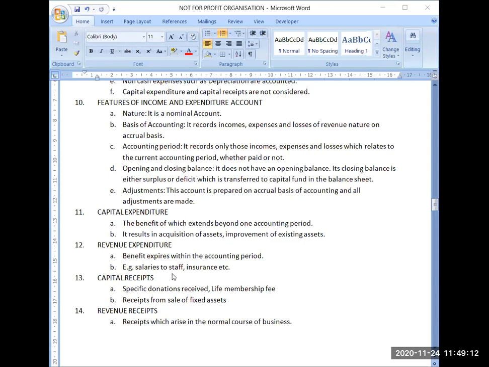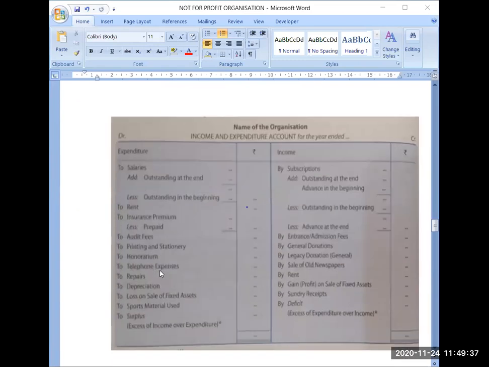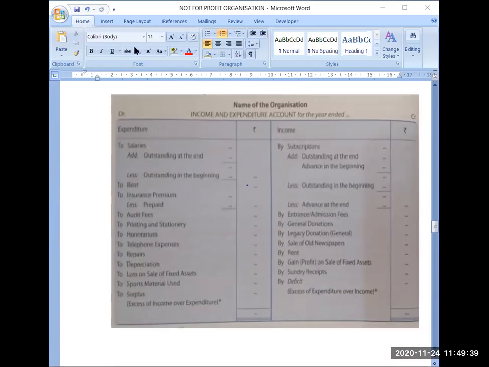Same is for receipt from sale of fixed assets. If you are selling any building or any other asset, so whatever amount you are receiving that is not in your normal course of business, that will be termed as capital receipt. So capital receipts will be recorded separately and revenue receipts will be recorded separately. Receipts which arise in the normal course of business will be termed as revenue receipts. So this is the format of income and expenditure account.